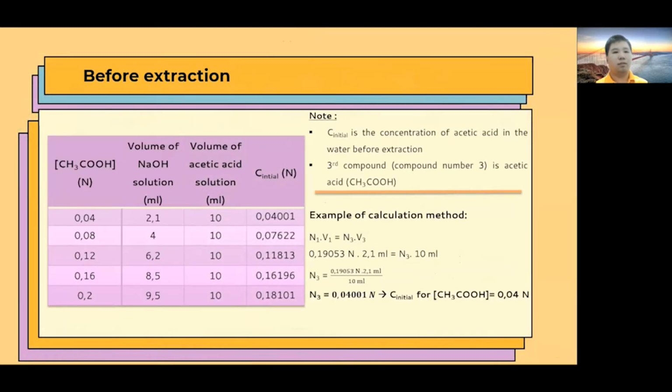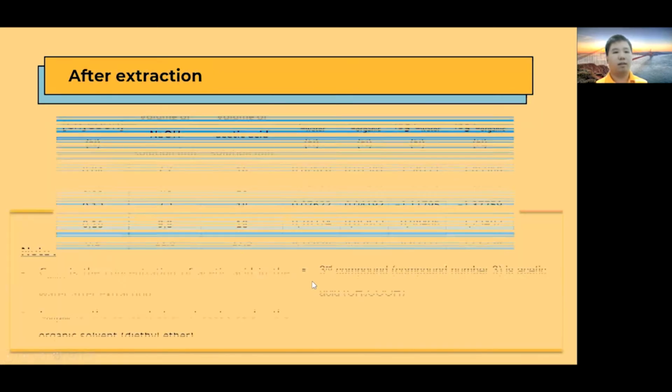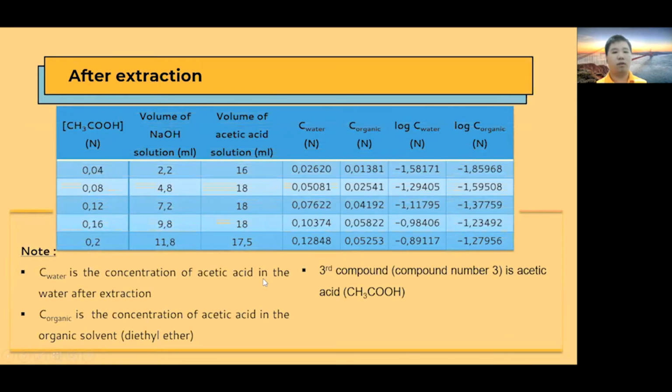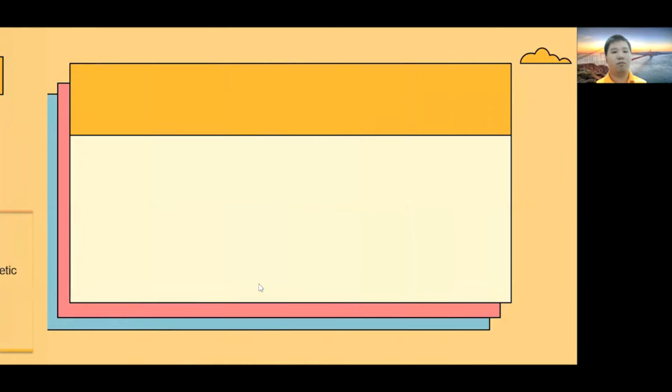The data on the table is before extraction, and the empirical concentration of acetic acid before extraction can be determined using calculation, and the calculation is using N1V1 equal to N3V3, and the result is shown here. The data on the table is after extraction, where the concentration of acetic acid in the water is also determined using calculation, and the calculation method is the same as before. And this is the example of calculation step.